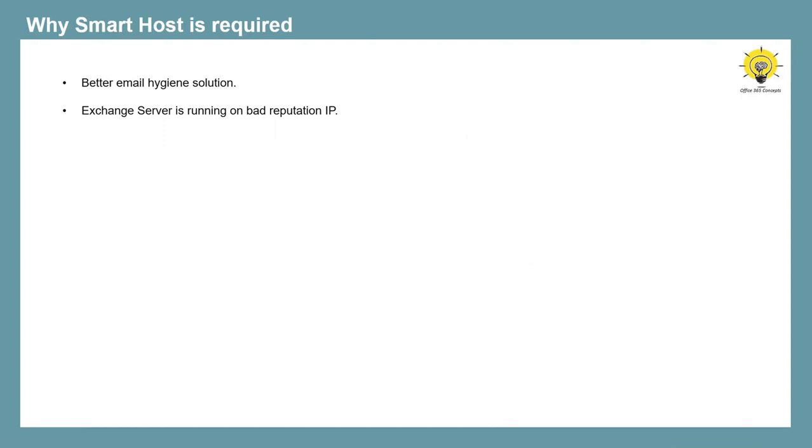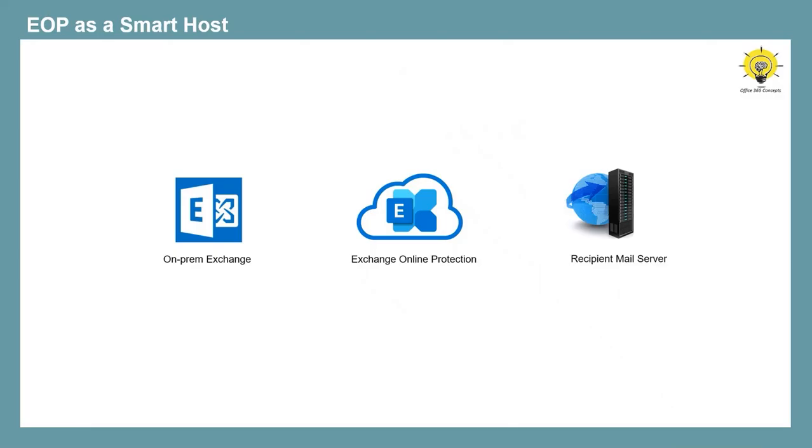In this demo, we will set up EOP or Exchange Online Protection as a smart host for our on-premise Exchange server. When you set up EOP as a smart host for your on-premise Exchange server, any email that you receive from the internet will be delivered to EOP first. EOP will scan that email and apply the policies, and if the email passes the checks, it will be delivered to your on-premise Exchange organization.